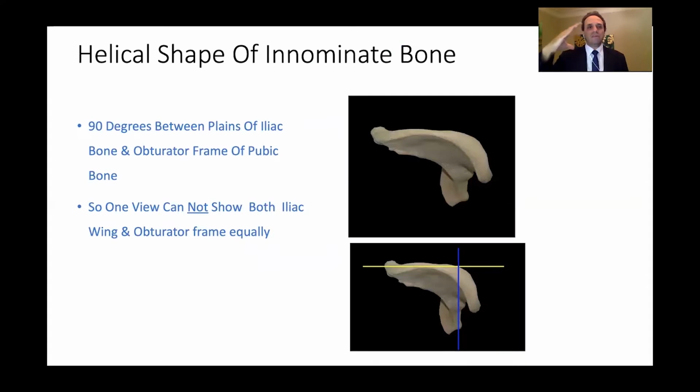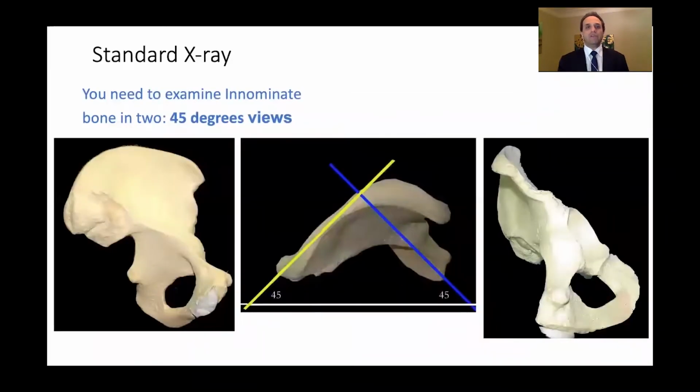So there is a 90 degrees angle between the plane of the iliac bone and the obturator frame. One view cannot show you both iliac wing and obturator frame equally. That's why we need to examine the innominate bone in two views, which are 45 degrees angle to each other.